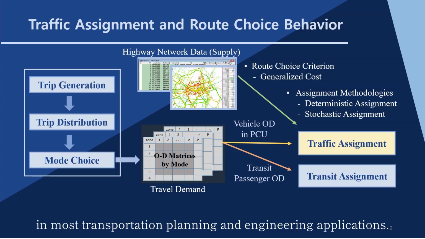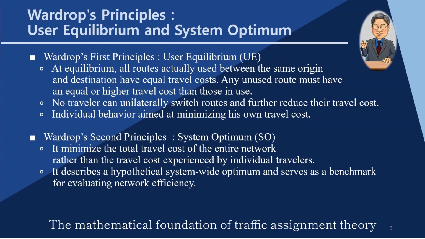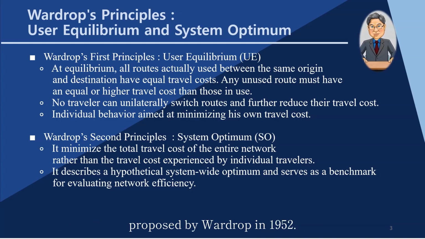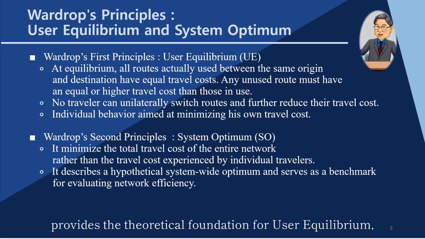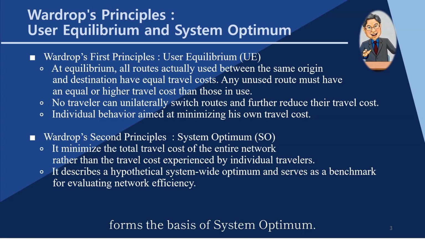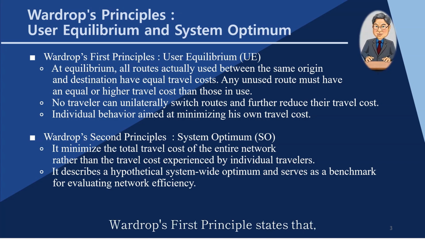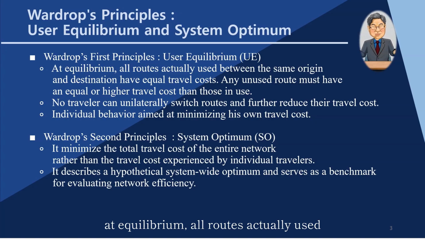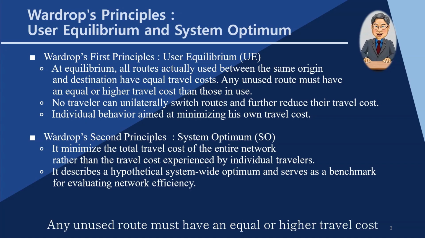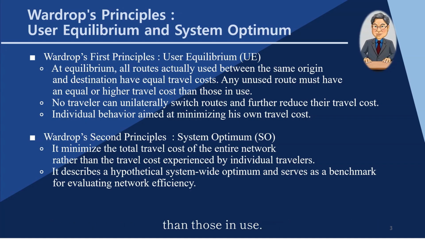and engineering applications. The mathematical foundation of traffic assignment theory is based on the two principles proposed by Wardrop in 1952. Wardrop's first principle provides the theoretical foundation for user equilibrium, whereas his second principle forms the basis of system optimum. Wardrop's first principle states that at equilibrium, all routes actually used between the same origin and destination have equal travel costs. Any unused route must have an equal or higher travel cost than those in use.